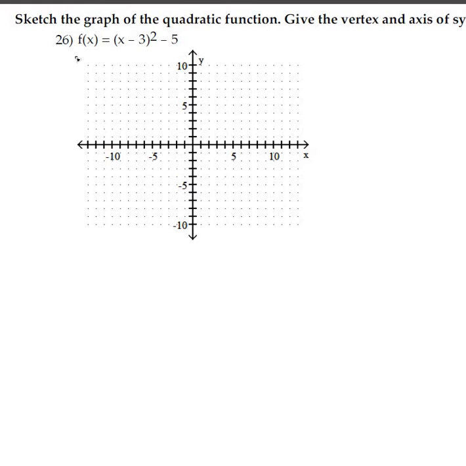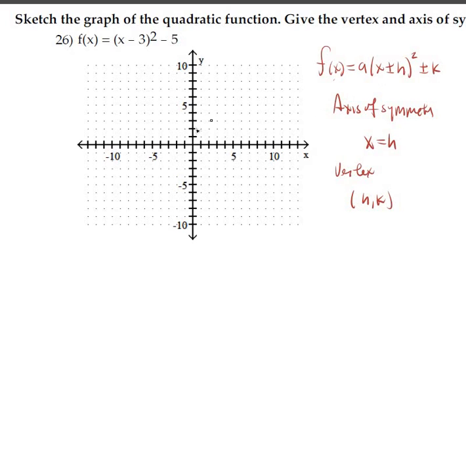Here, because this equation is of the form f of x is equal to a times (x plus or minus h) squared plus or minus k. The vertex, the axis of symmetry for this case is x is equal to h. And the vertex is h and k, right?